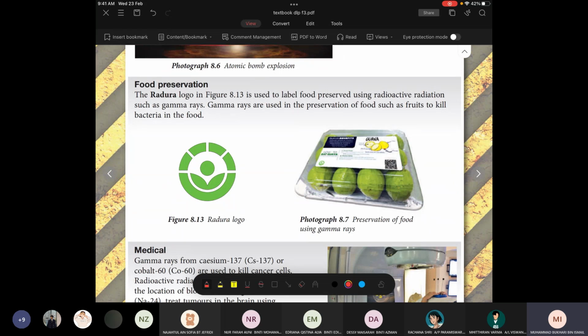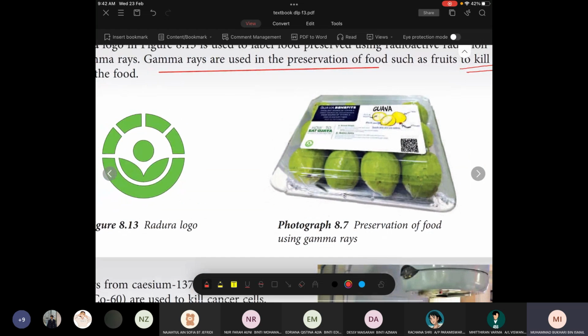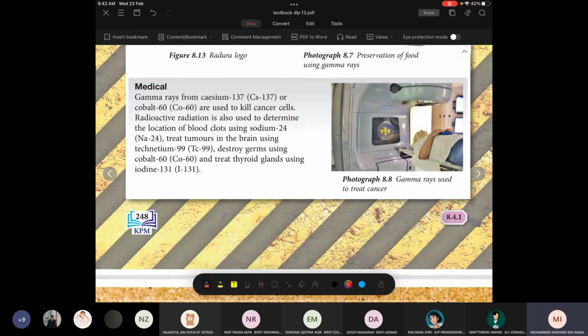The next one is food preservation. The Radura logo in Figure 8.1 is used to label food preserved using radioactive radiation such as gamma ray. Gamma rays are used in preserving food such as fruit to kill the bacteria, because gamma rays can kill bacteria. So this is one application in order to get rid of bacteria. So this fruit is safe for us to eat.